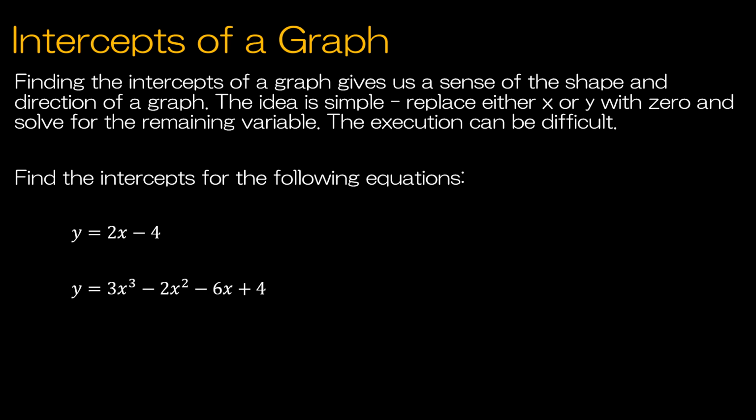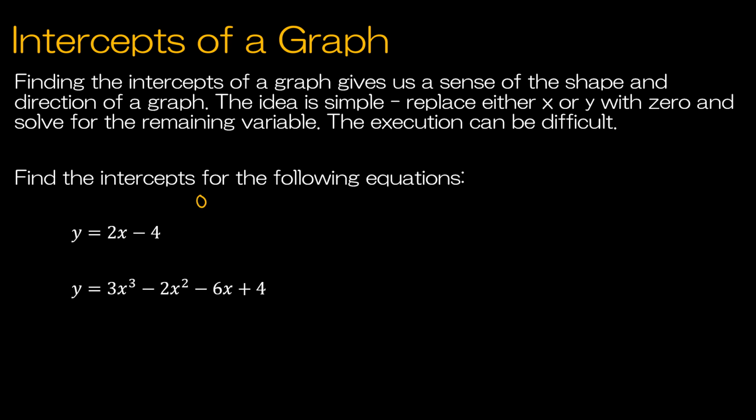So for instance, if I am finding the intercepts for my first question, obviously this is a line. Hopefully you can see that it's a line because x is to the first power. Nothing is in the denominator. You get the idea. This should be a nice linear equation. So how do I find the intercepts?